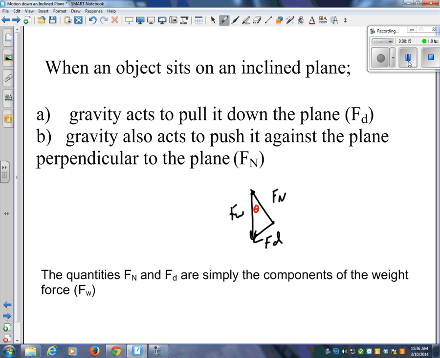This Fn you'll sometimes see in some books written as F perpendicular, because it's perpendicular. This is the F that's down the plane, parallel to the plane, and this is the component that is perpendicular to the plane. F perpendicular is probably a better label, but when I get into mu equals Ff over Fn, this Fn is the same number as that, so I just use that as a bit of a simplification.